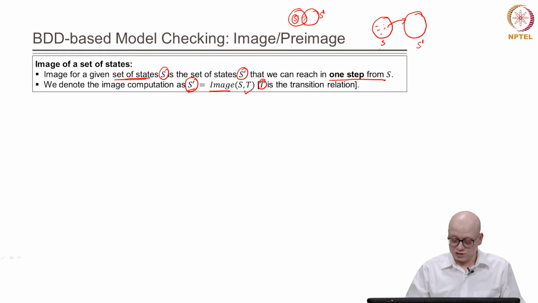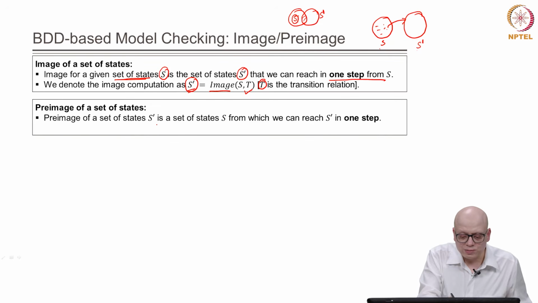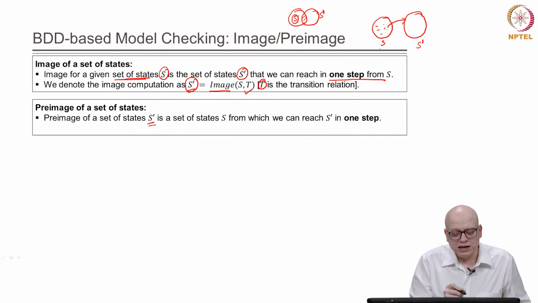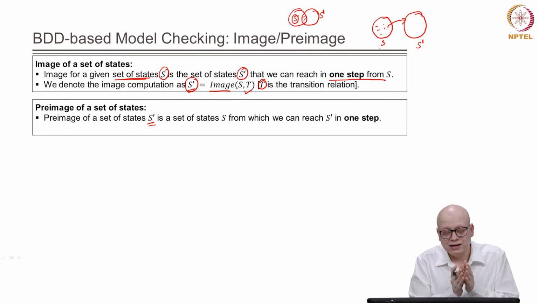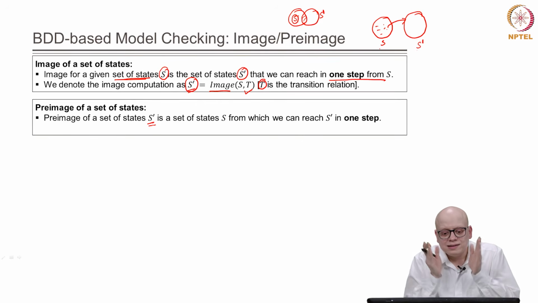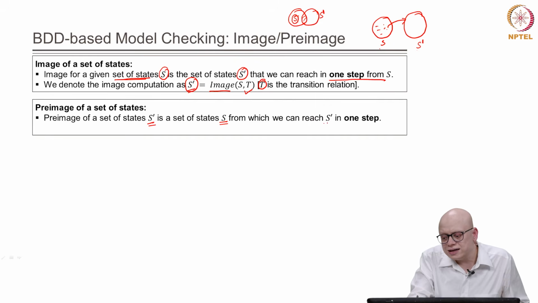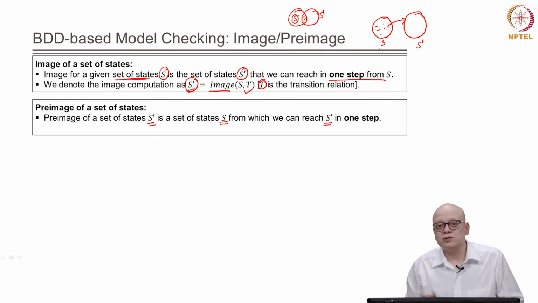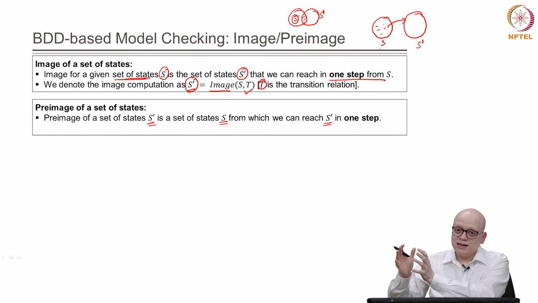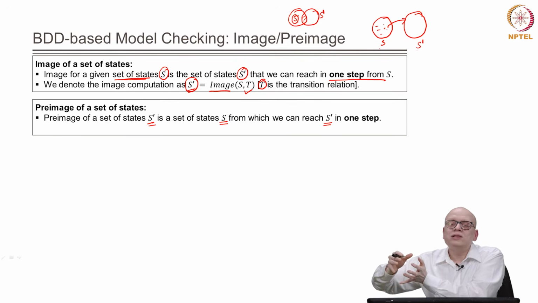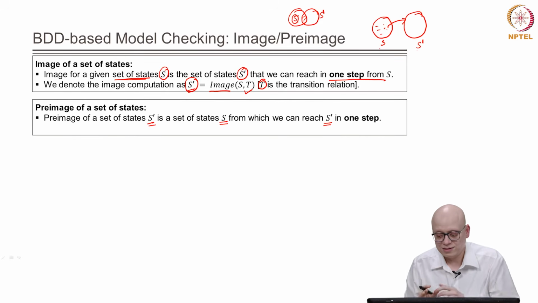That S dash is the set of states which can be reached in one step from a given set of states. Similarly, we can define pre-image. We are given a set of states S dash as the input. Now, for this set of states, what are the set of states S from which we can reach S dash in one step, right. So, the pre-image is the opposite: we are given a set of states, and the states from which we can come to this set of states are the pre-image of the given set of states, right.